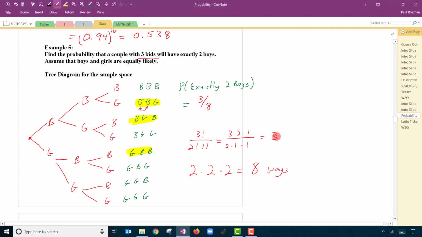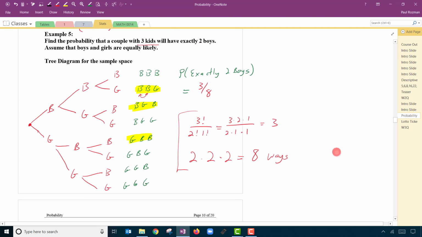So this is the total number of ways of getting 2 boys in 3 kids. And then this is the total number of ways of having 3 kids. So it would be the ratio of those. And this technique would generalize if you had 10 kids or something, and you wanted to know the probability of exactly 4 boys. We could use this sort of idea where we wouldn't have to list them all out.